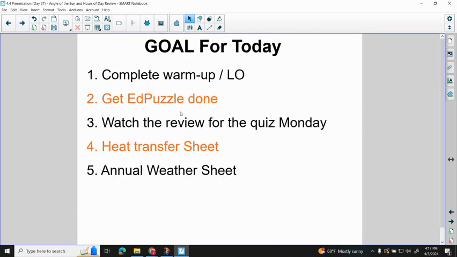Okay. The goal for today, we already did the warm up and the learning objective. The Ed puzzle will be your first order of business. I am going to go over a review for the quiz right now. And then you have the heat transfer sheet and annual weather sheet as well.